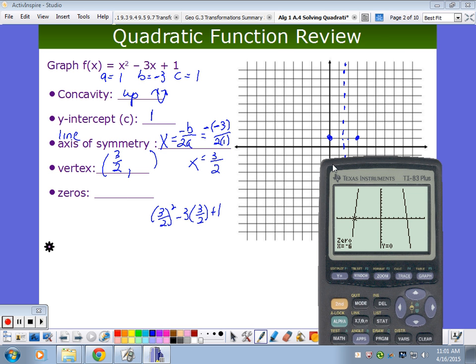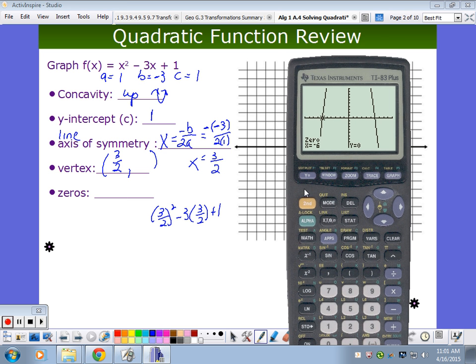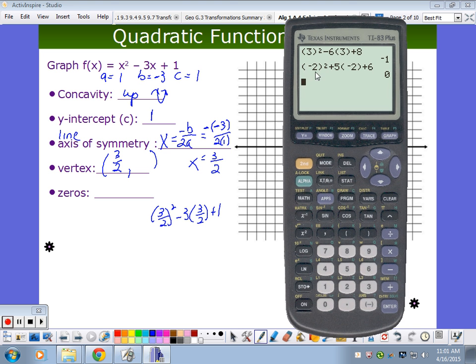Whoops, look what I got. I have a calculator. How can it help me do this really quickly? I'm just going to plug this exactly into my calculator with the parentheses. 3 divided by 2, squared. Right, see the parentheses? Minus 3 times that 3 halves in parentheses. Here it goes. Plus 1. And then negative 1.25.